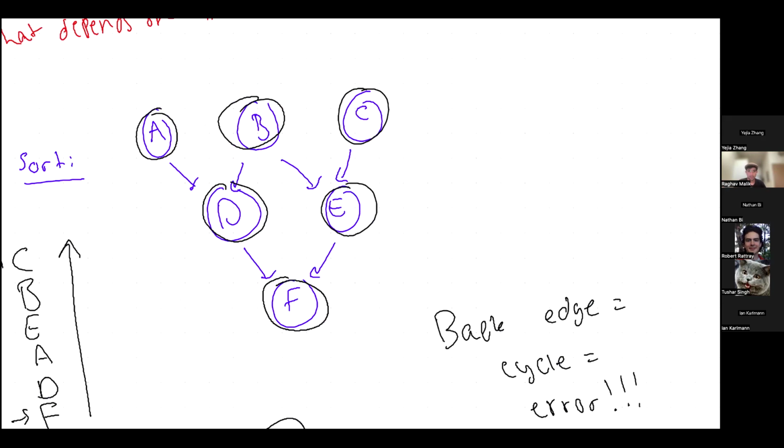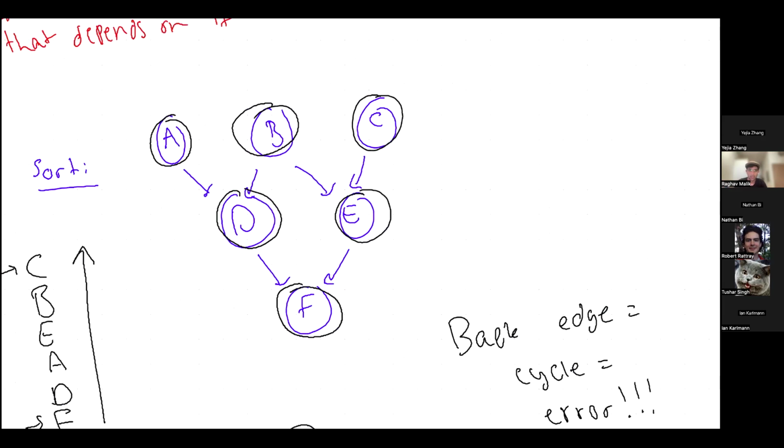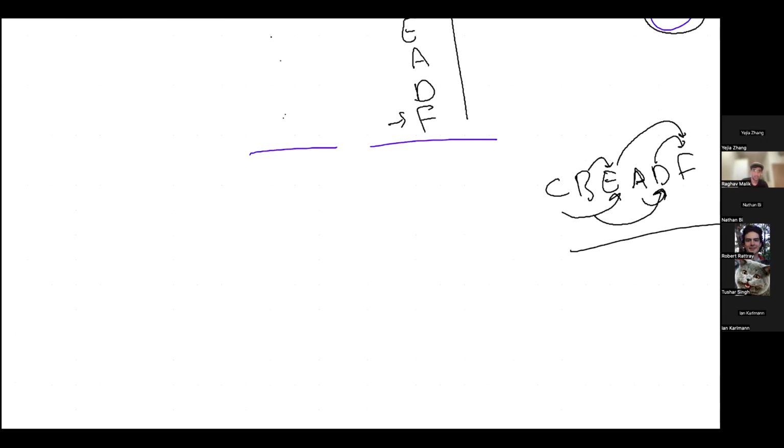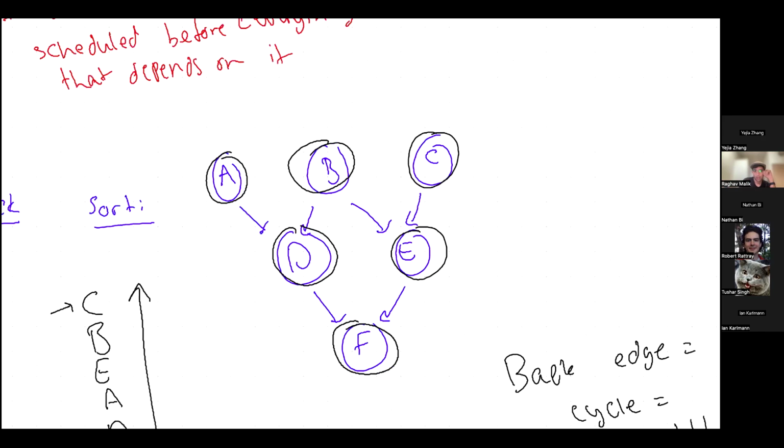Kahn's algorithm is the breadth first search based version of topological sorting. So the idea for Kahn's algorithm is, first of all, as I've already said, A, B, and C are vertices that can immediately be scheduled in any order that we care about. It doesn't really matter what order we put these in, but we can immediately schedule A, B, and C.